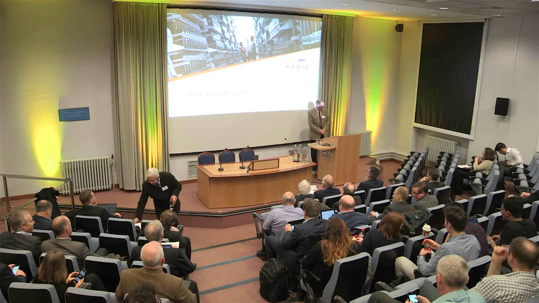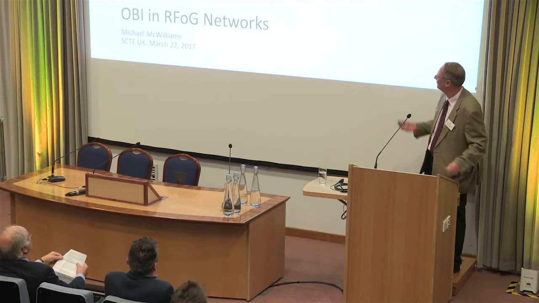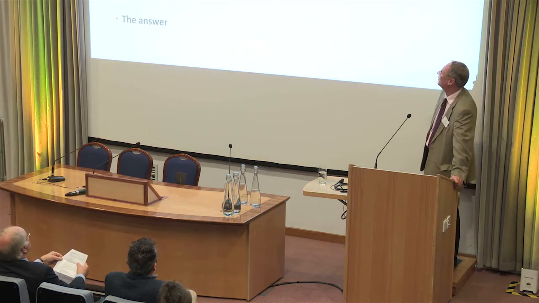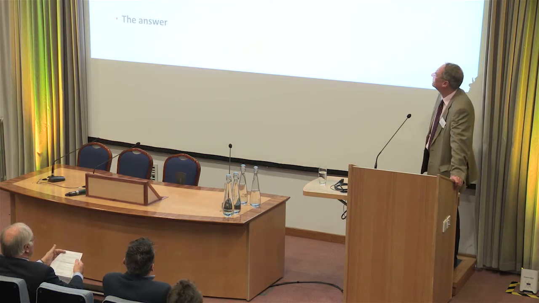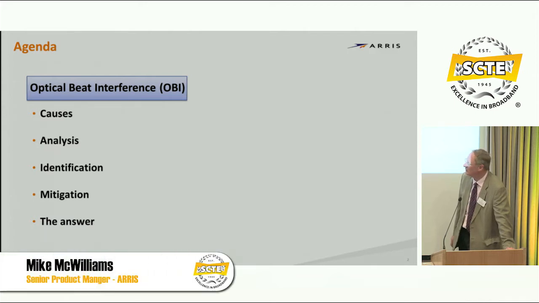I'm here to talk about OBI and RFoG networks. So I'd like to go through OBI. What is it? What it causes, some analysis of its causes, how do you identify it, what can you do to stop it, mitigation, and what's the solution to OBI in an RFoG network?